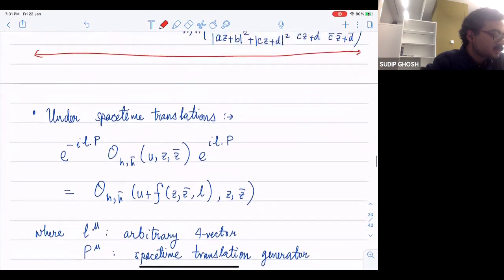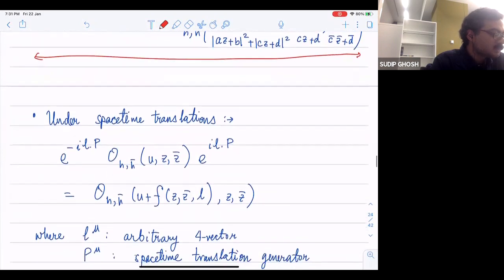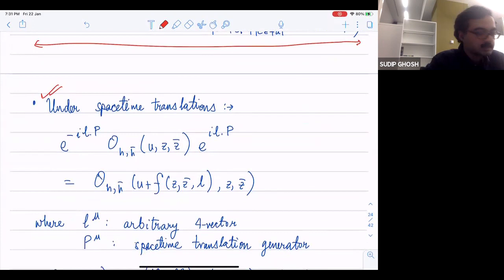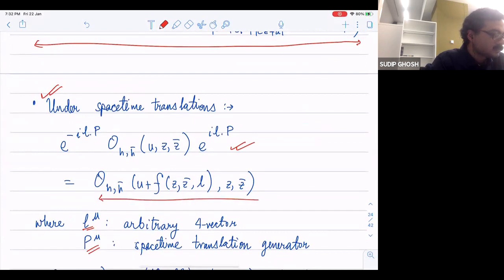So the next thing that we can check is how these operators change under the action of space-time translations. Let's suppose we take some arbitrary 4-vector in Minkowski space, denoted by L mu, and we take the space-time translation generator, let's say capital P mu, and we act with this on these operators in the standard fashion. Then what you will find is that the arguments of the operator change in the following fashion.